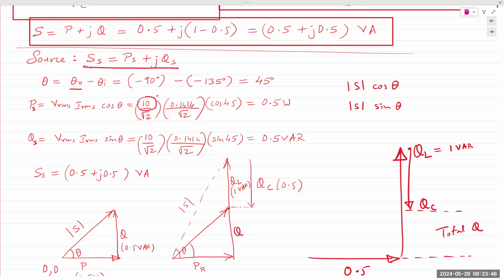Magnitude of the power, the voltage source was 10. So 10 divided by root 2 gives me VRMS. IRMS is 0.1414 divided by root 2. Simply plug it into your calculators, perform the math, and you obtain the exact same values. 0.5 watt being supplied by the source and 0.5 VAR. So total power being supplied by the source is again the same value, 0.5 plus j 0.5 VA.